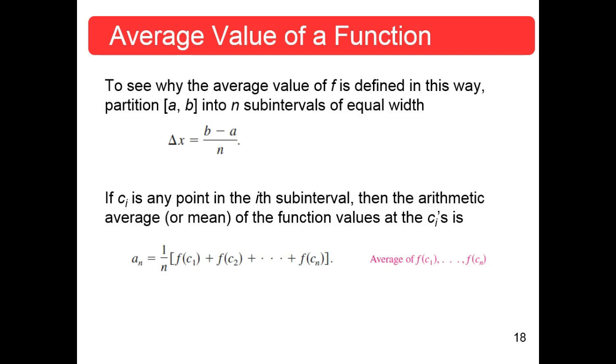If c sub i is any point on the ith subinterval, then the arithmetic average, or the mean, as in mean value, of the function values at the c sub i's is, I guess A for average, 1 over n times f of c1 plus f of c2 plus all the way up to f of cn. The average of all your f of c sub i's.